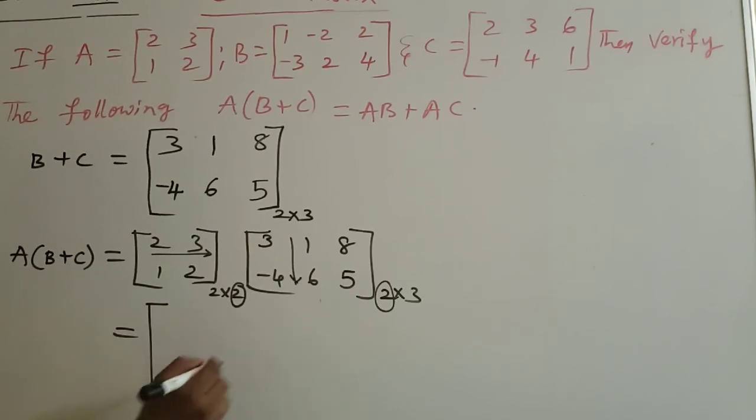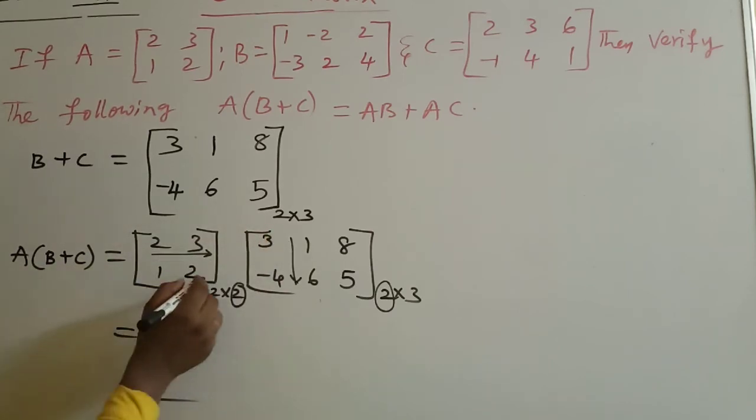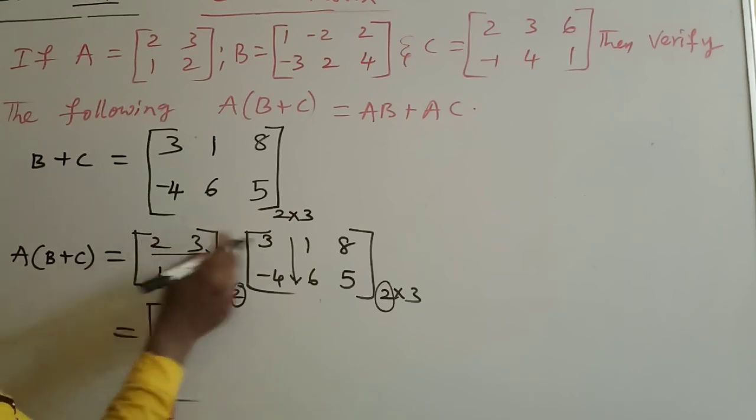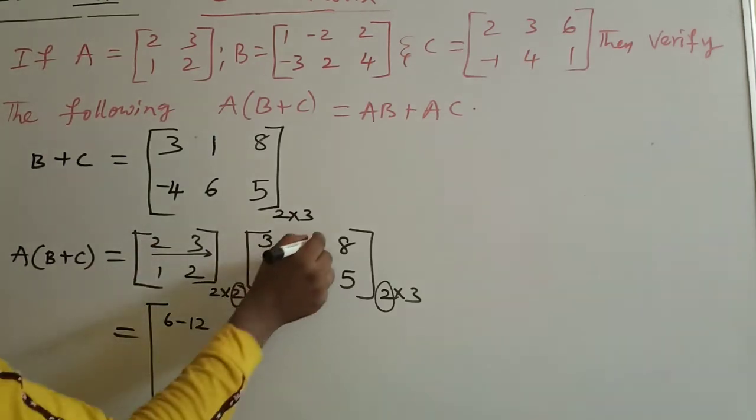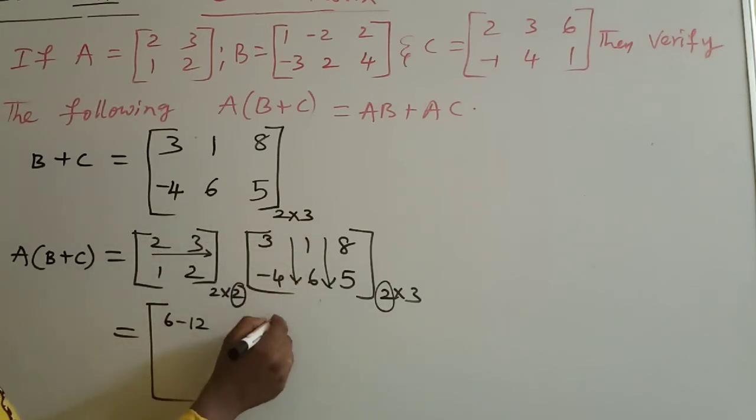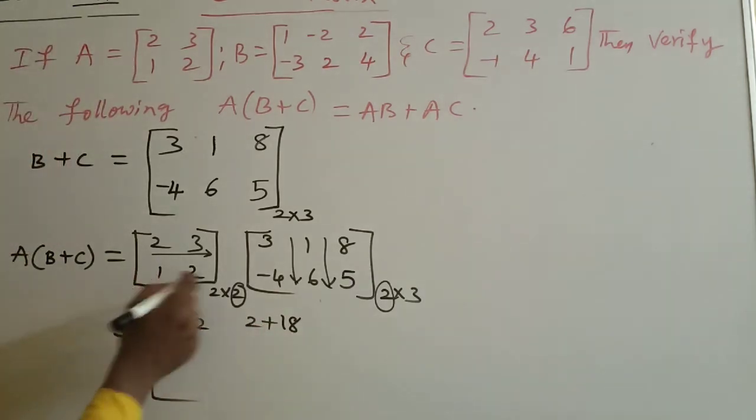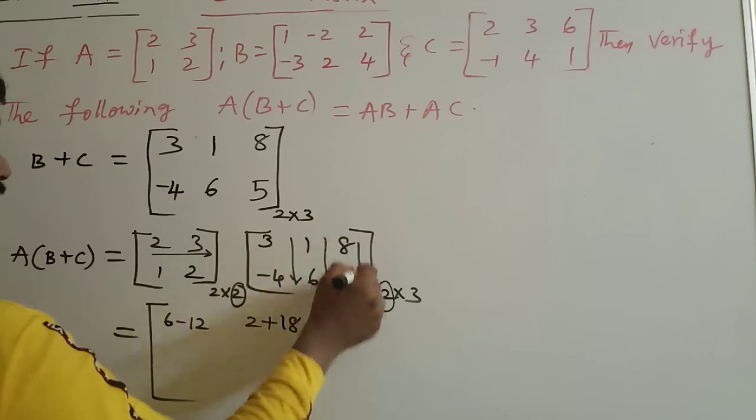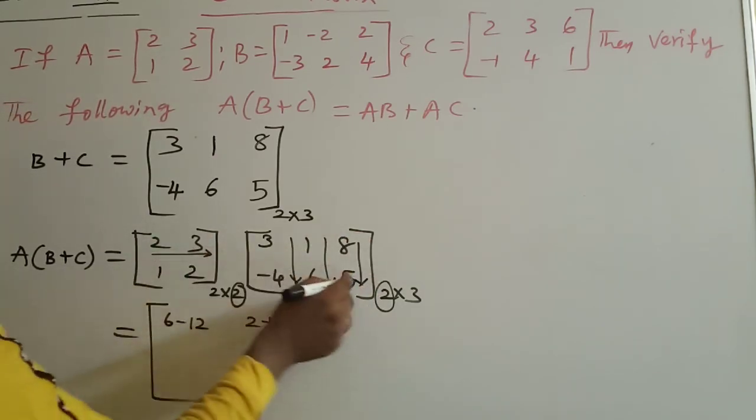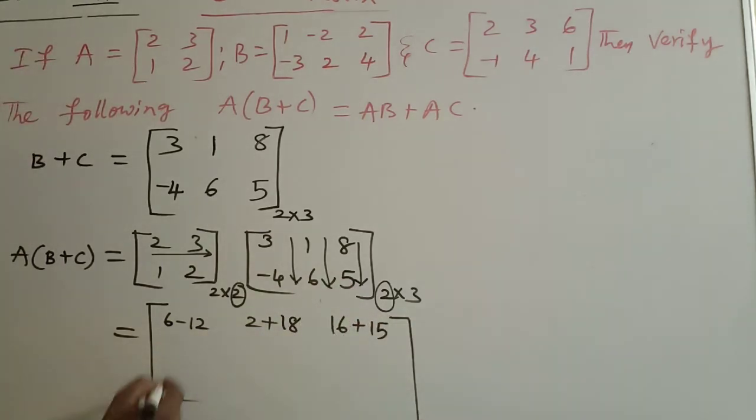So I am writing directly for you all, just concentrate. 2 3s are 6, and 3 into minus 4 is nothing but minus 12. Then for the second element, second column: 2 ones are 2, 3 6s are how much? 18. Next, first row and third column: 2 8s are 16, 3 5s are 15. So the first row is completed.